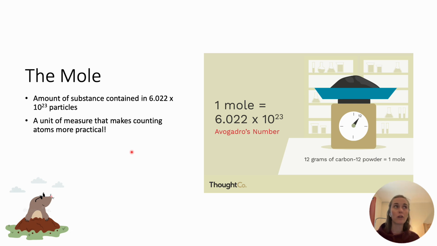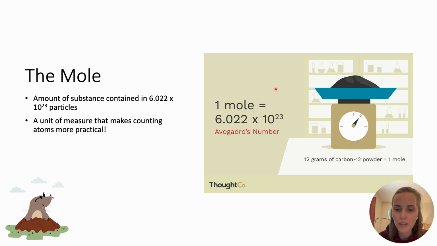If you're talking about large objects like donuts, you say, oh, there's a dozen donuts. And it's like, okay, that's 12 donuts. If you're talking about, oh, there's a mole of carbon, you're like, oh, that's 602 hexillion atoms of carbon.